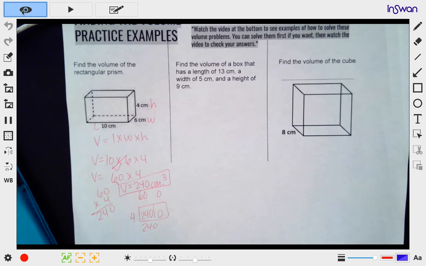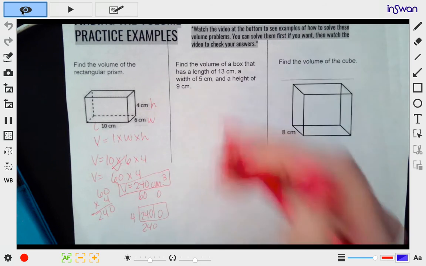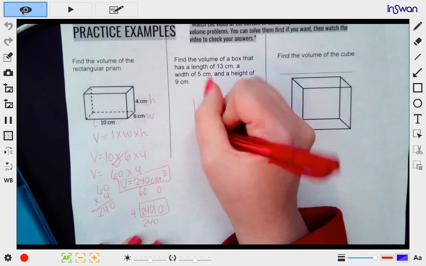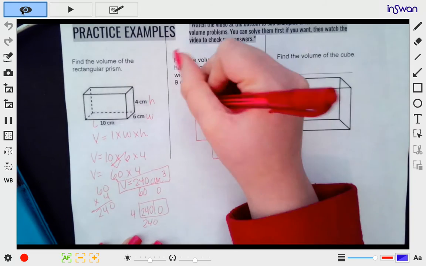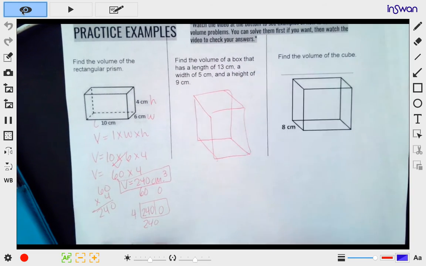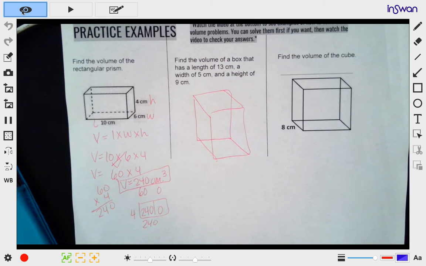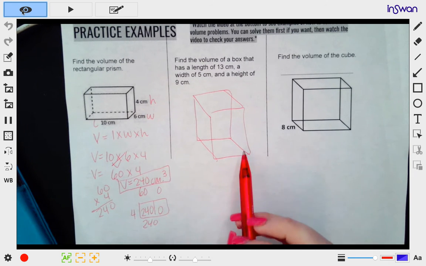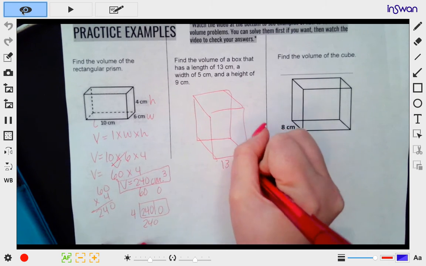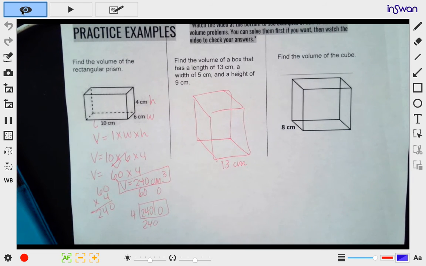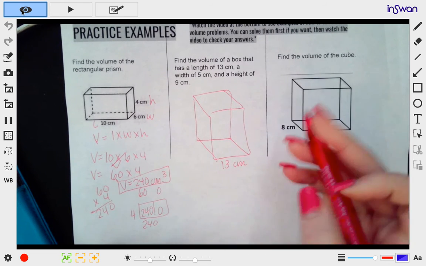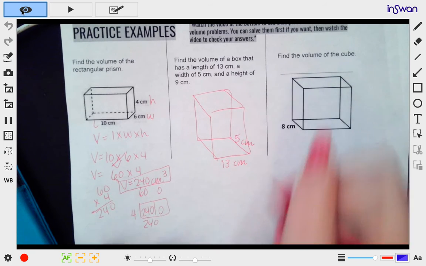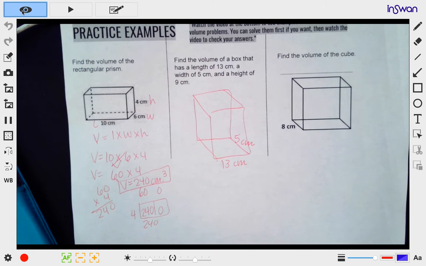Next question, it says find the volume of a box that has a length of 13 centimeters, a width of 5 centimeters, and a height of 9 centimeters. First thing I'm going to do is draw a picture of a prism so I can label it. And it says the length is 13 centimeters, so I'm going to put 13 centimeters here. The width was 5 centimeters, so I'm going to put 5 centimeters here. And the height is going up. It says it's 9 centimeters, so I'm going to put 9 centimeters here.